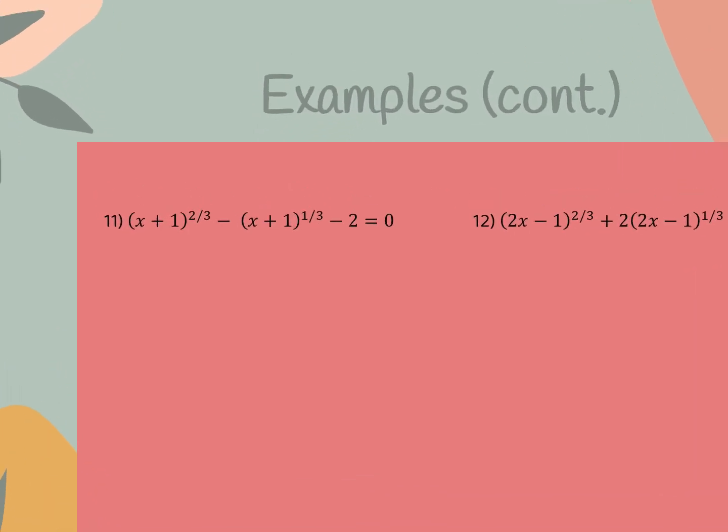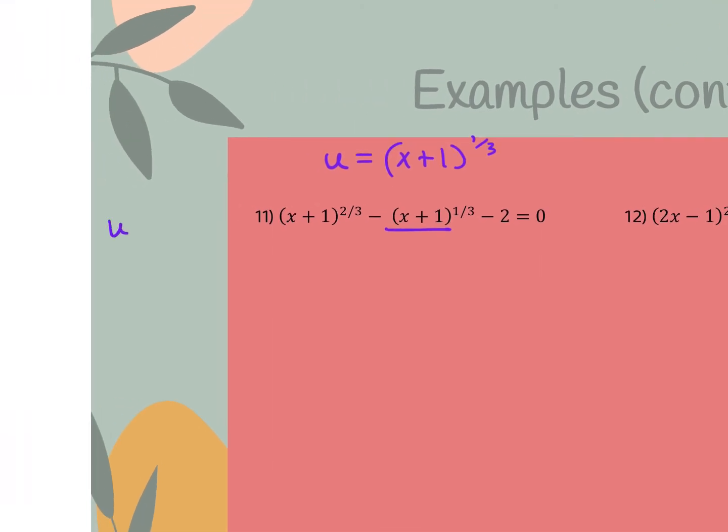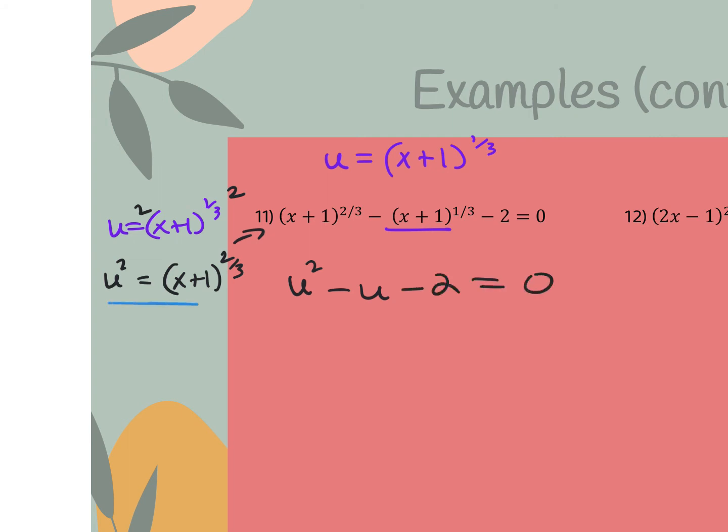So for number 11, I'm going to set u equal to this middle term. So my u is equal to x plus 1 raised to the 1/3 power. If u equals x plus 1 to the 1/3, then when I square this, u squared becomes x plus 1 to the 2/3 power, which is what I have there. So my new equation to factor is u squared minus u minus 2 equals 0. I've put u squared in for that one, and my u was the x plus 1 raised to the 1/3. Now it's a lot easier to factor.